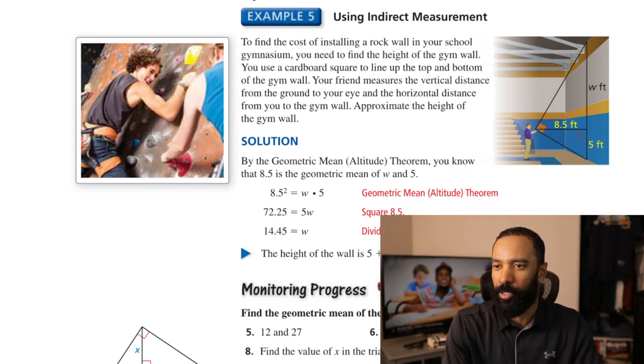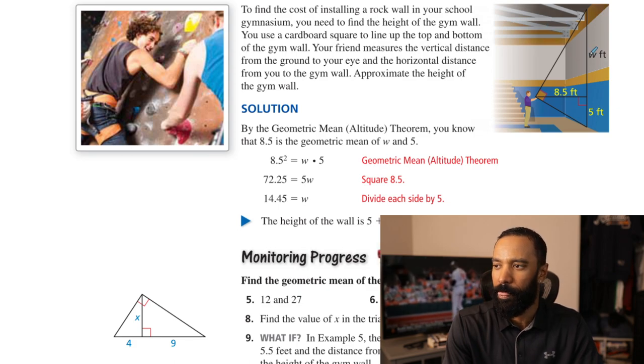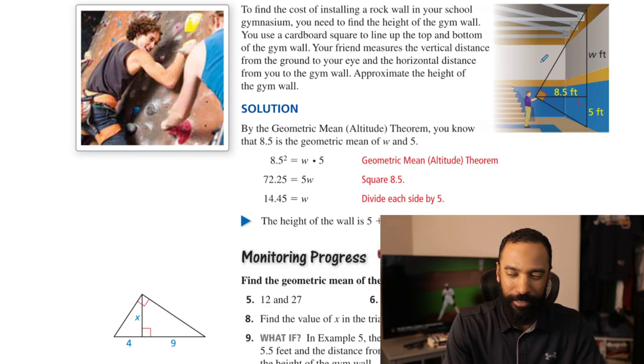So we need to find this W. Hopefully you can see this well enough on this video. So we're trying to find this W here. And 8.5 is the geometric mean of 5 and W. And I think that's what we're building off of doing those.